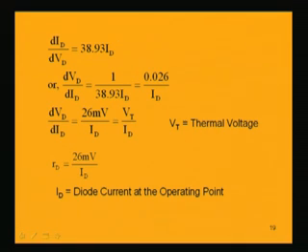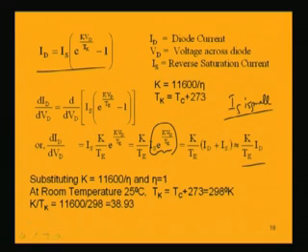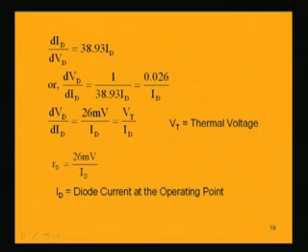But we want dVd by dId, which is the dynamic resistance. Dynamic resistance is actually dVd by dId. So, dVd by dId is equal to 1 by this whole term, and after calculation 1 by 38.93 becomes 0.026. It is in volts. So, we can write it as 26 millivolt by Id, and this 26 millivolt is called the thermal voltage Vt. So, basically we can write it as Vt by Id. This is the dynamic resistance of the forward bias diode, 26 millivolt by Id.